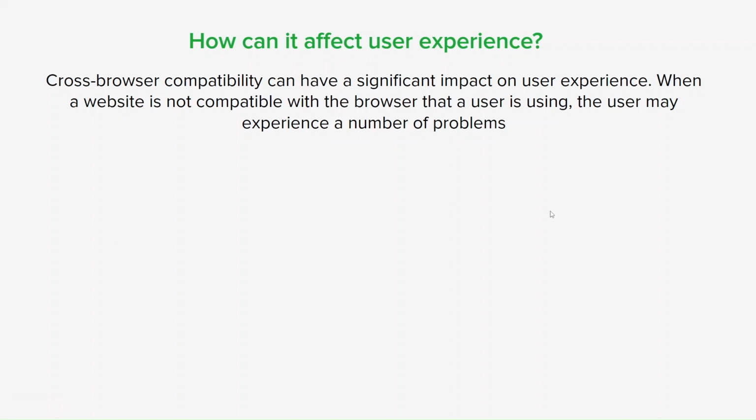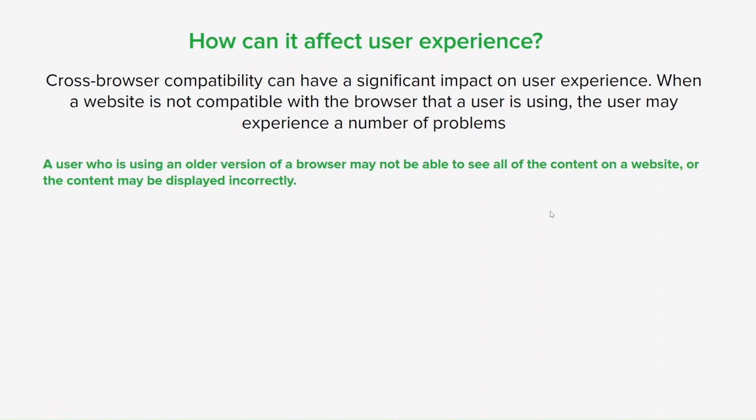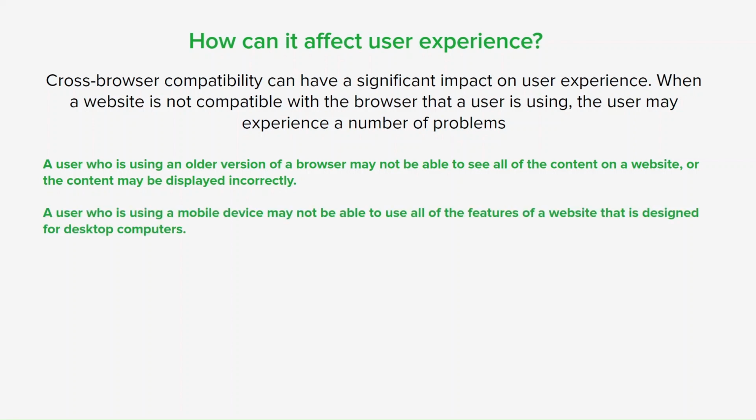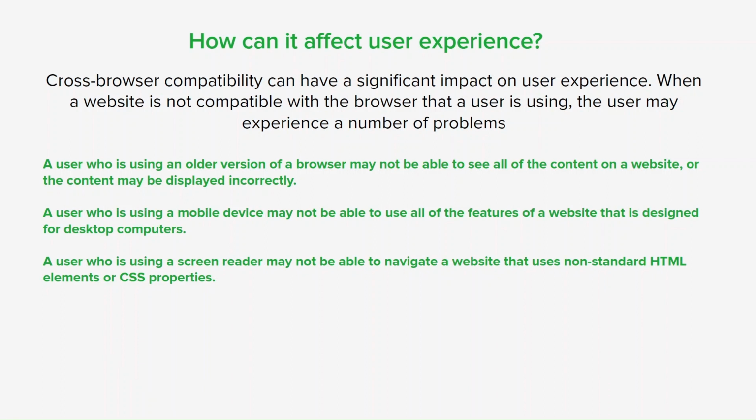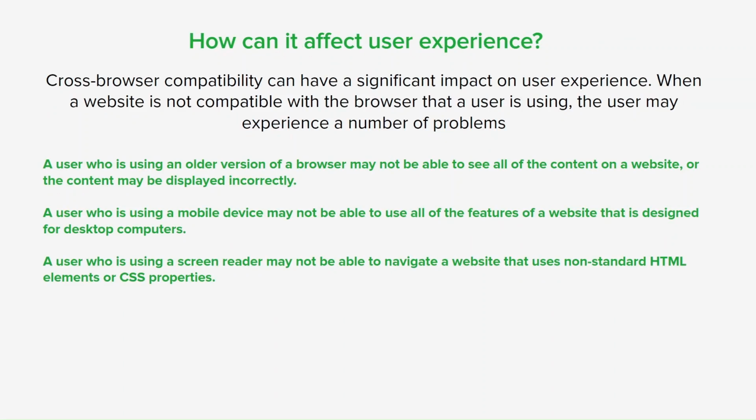So here are some specific examples. A user who's using an older version of a browser may not be able to see all of the content on a website, or the content may be displayed incorrectly. A user who's using a mobile device may not be able to use all the features of a website because it's been designed specifically for desktop computers. If you're using a screen reader, it may not be able to navigate a website that uses non-standard HTML elements or CSS properties. And all of these things have that effect on user experience.